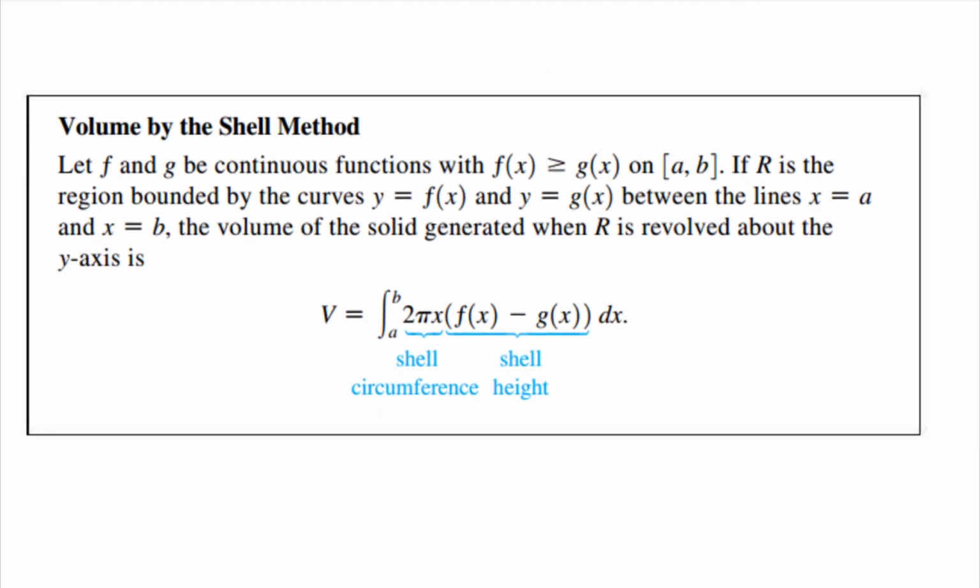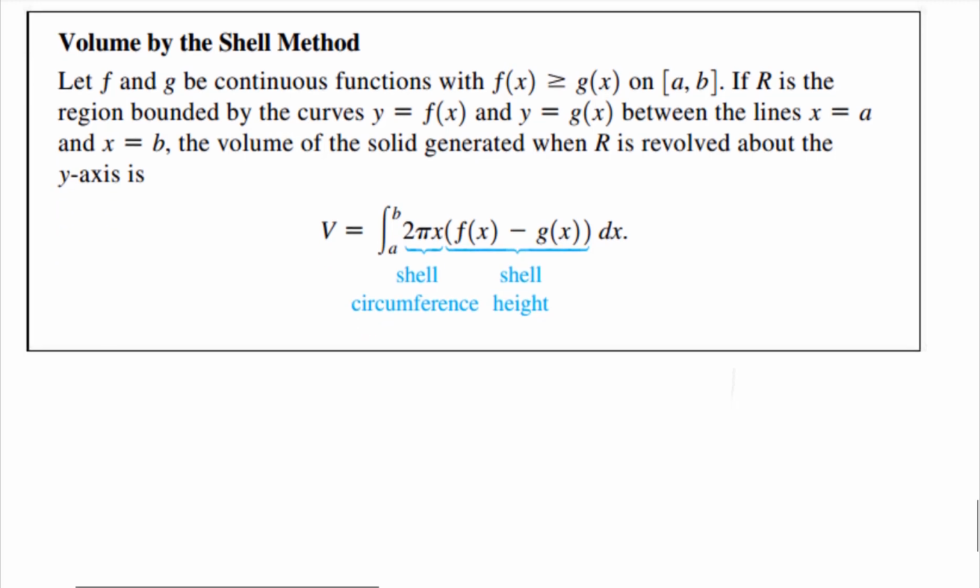Let f and g be continuous functions with f of x greater than or equal to g of x on a closed interval from a to b. If R is the region bounded by the curves y equals f of x and y equals g of x between the lines x equals a and x equals b, the volume of the solid generated when R is revolved about the y-axis. Notice everything's in terms of x's going about the y-axis. We'll take that shell circumference, 2 pi x, and multiply it by the difference in the heights, the shell height. That's going to be our new formula.